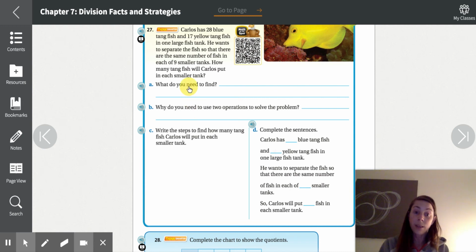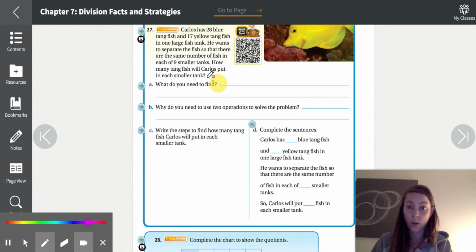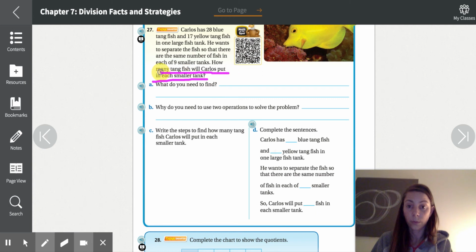Whew, okay, so that's a lot of clues, a lot more going on than what we're used to. So let's take it one step at a time. First, we need to figure out what we need to find. Remember, that's this question sentence at the end. So you just need to take this question sentence and copy it here. How many tang fish will Carlos put in each smaller tank?